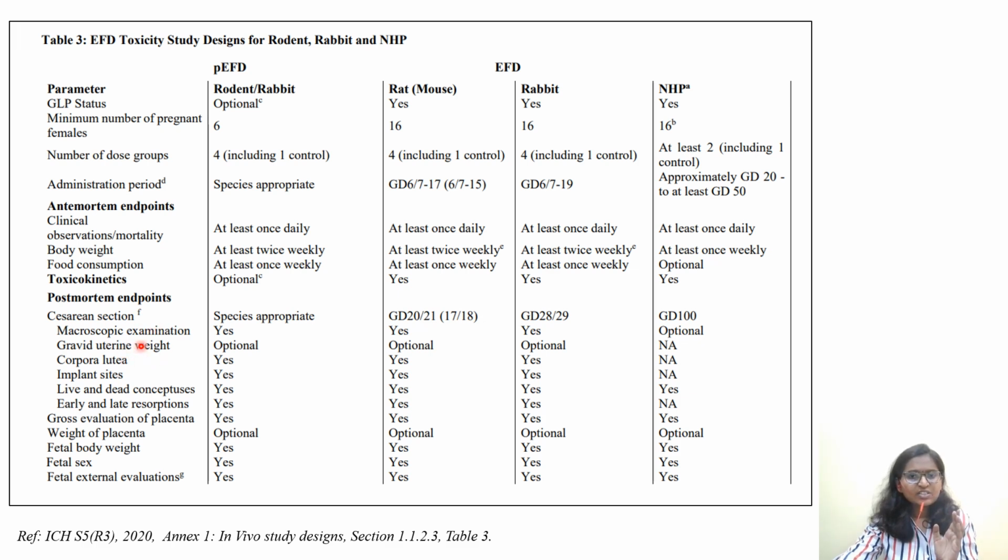Macroscopic examination, yes, in all except non-human primates, where it is optional. Gravid uterine weight, optional in the case of both rat and rabbit. Corpus lutea, implantation sites, live and dead conceptuses, early and late resorptions: yes, in all except the non-human primate. Gross evaluation of placenta, weight of placenta, fetal body weight, fetal sex, fetal external evaluations, all these parameters come under postmortem endpoints which you have to do in rat, rabbit as well as non-human primate. So this was the table 3 which they have asked us to refer, go back and read.